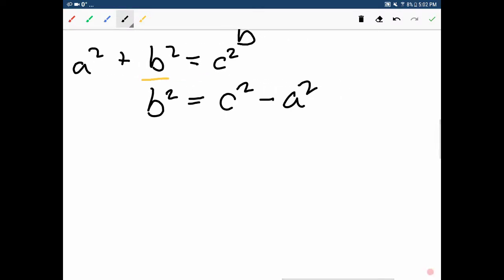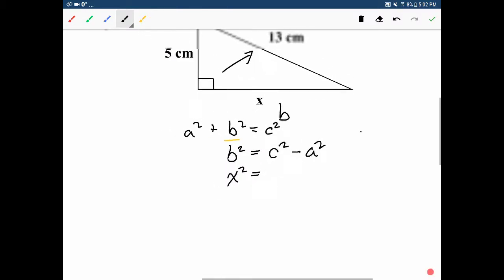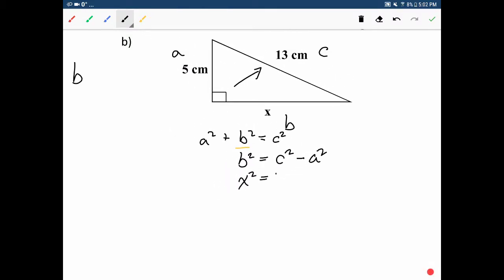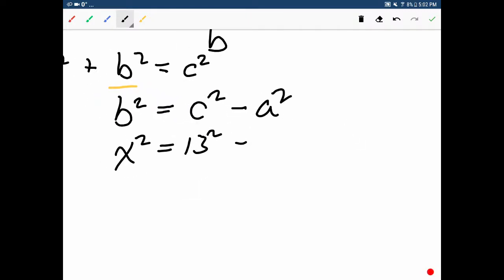So here we go for this one. B is actually an X in this case. Now we'll just go up and look, and we say, what was C? C was 13, and A was 5.